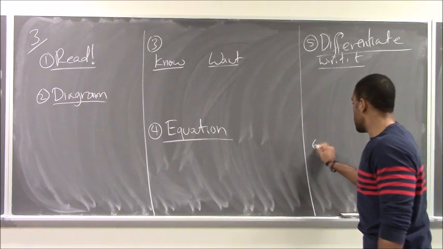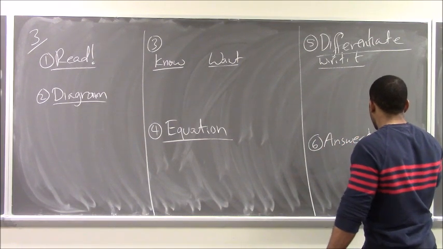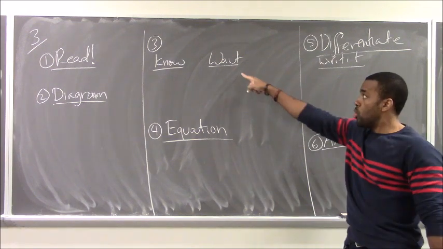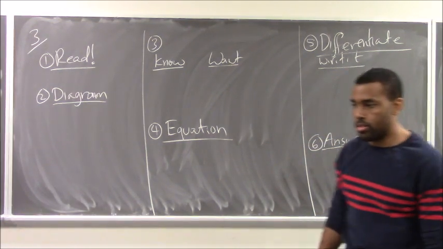And then step 6 is pretty much to answer the question, right? Which basically means you're going to figure out what you wanted down here by plugging in your knowns and solving for the unknown.